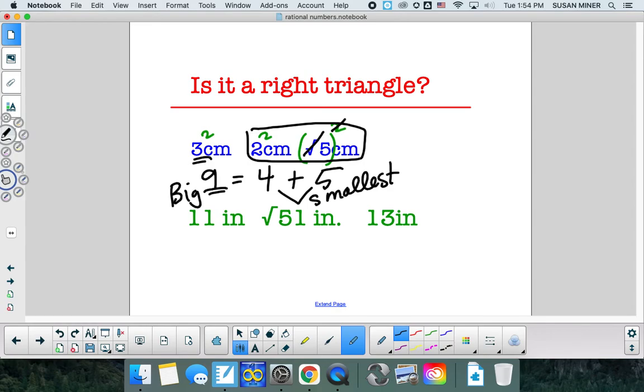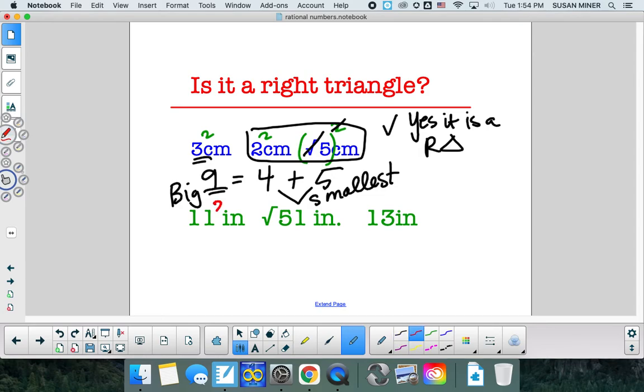And since that is true, this one is yes. It is a right triangle. Okay. What about this last one?